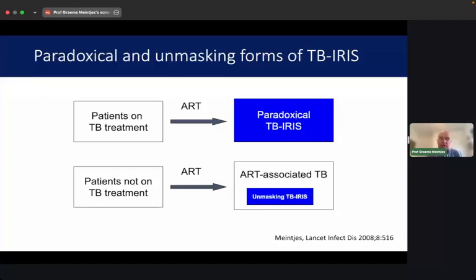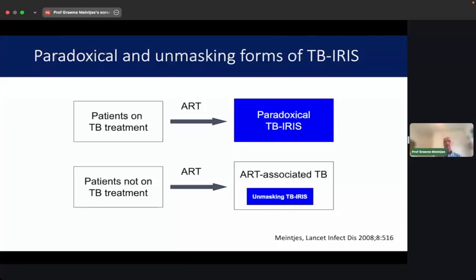So paradoxical TB IRIS refers to patients with HIV who are diagnosed with TB, start TB treatment, and they're typically improving on TB treatment, then start antiretroviral therapy, and then deteriorate, as that patient that I showed you deteriorated. So the sequence is people have HIV, they're diagnosed with TB, start TB treatment, start ART, and then develop an inflammatory reaction, and that's paradoxical TB IRIS.